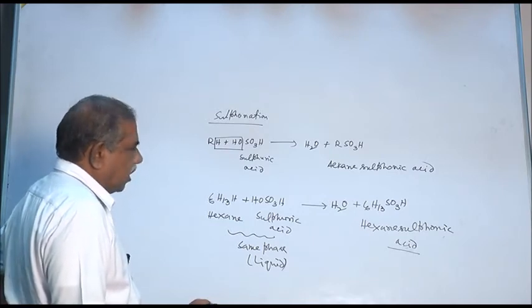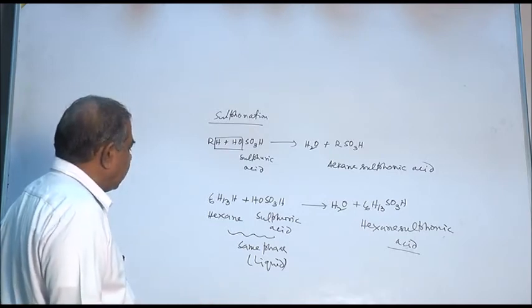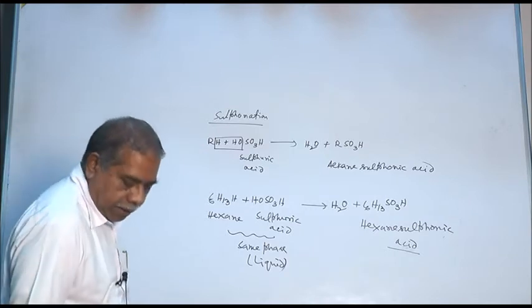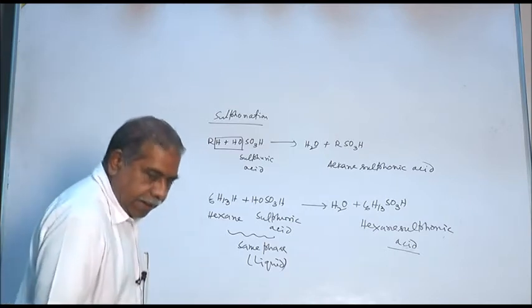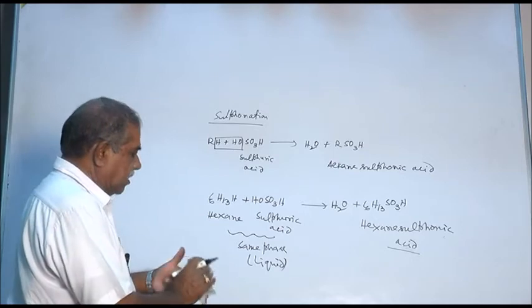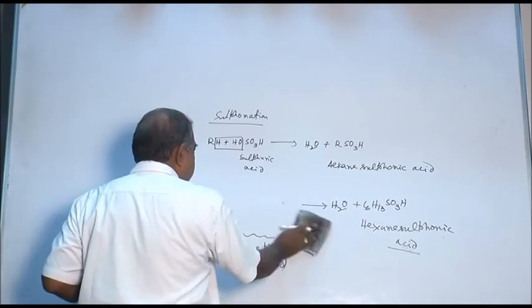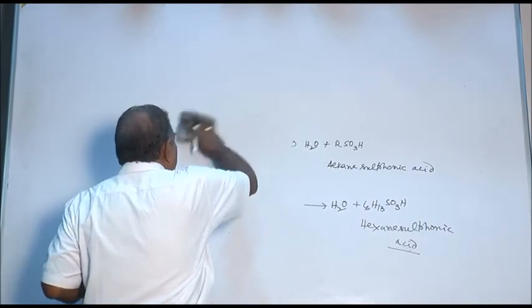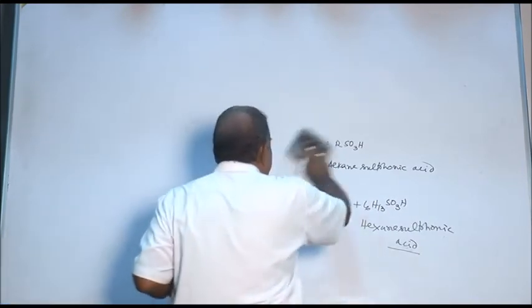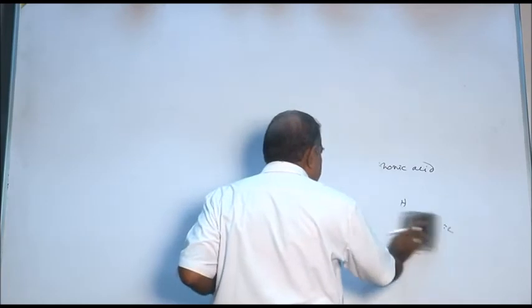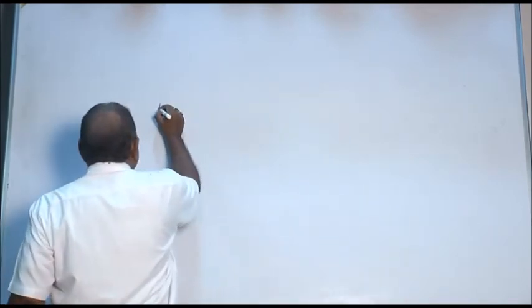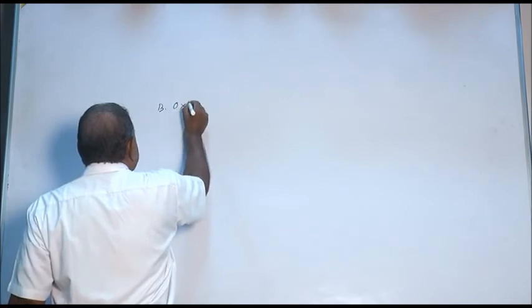Though all members can be nitrated or sulfonated, it is hexane and higher members that are easy to nitrate or sulfonate because they exist in the same phase. However, recently we can carry out vapor phase nitration with lower member hydrocarbons like methane, ethane. Propane gives you different products. Next is oxidation.